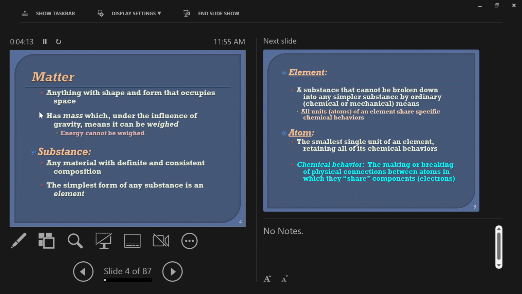Anything with mass under the influence of gravity can be weighed. You can't weigh a bucket of light, right? You can't hold a bucket of light. Light isn't matter. Light's a wave of energy. But I can hold a bucket of dirt. I can weigh a bucket of dirt, right? That's matter. It occupies space.